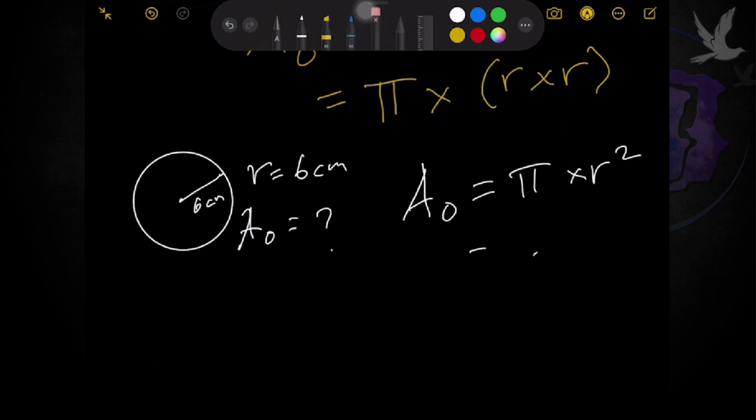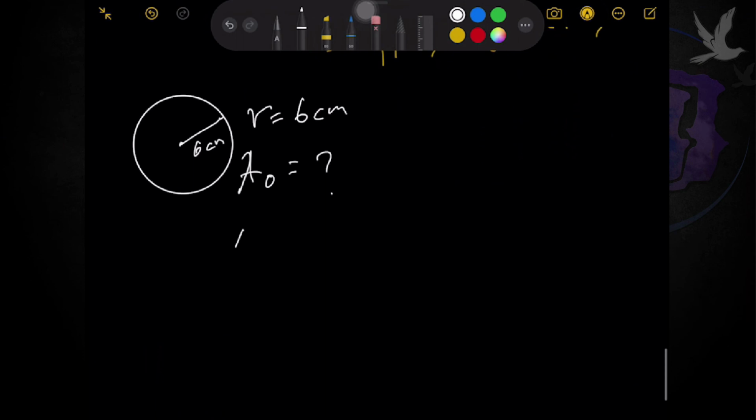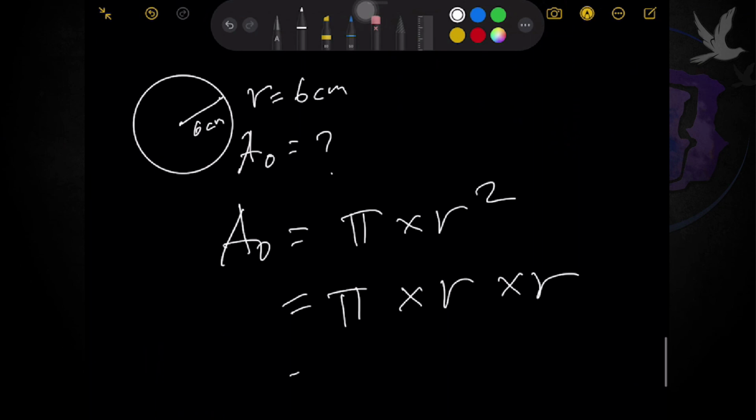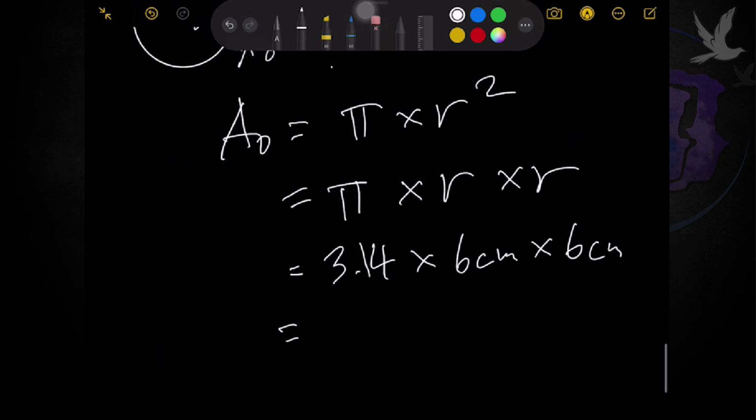I need to make use of the space kasi yun na nga, baka malito kayo sa formula. Area of the circle is pi times r squared. Or in your case, I'm going to make use of the pi times r times r. Okay. Pi. Anong value ng pi? 3.14 multiplied to our radius, which is 6 centimeters, multiplied to another 6 centimeters. So, 6 times 6 will give us 36. 3.14 times 36 centimeters squared.